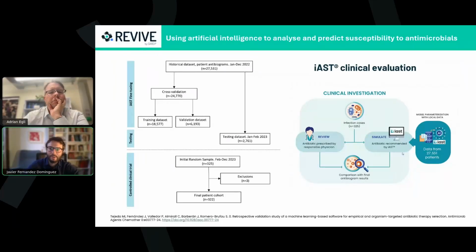So they compare the 3 first recommendations of the software and the antibiotic prescribed by the doctor with the final antibiogram result. The first endpoint of the study was to demonstrate that the software was not inferior to the doctors in covering the microorganisms infecting the patient. The results are here in the next slide.